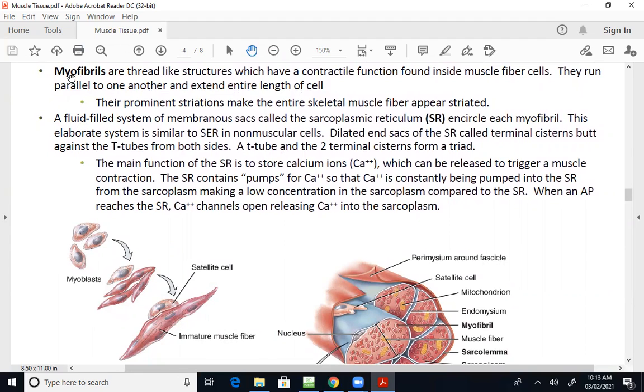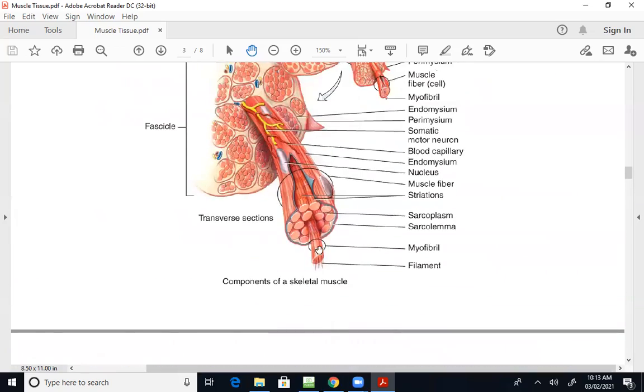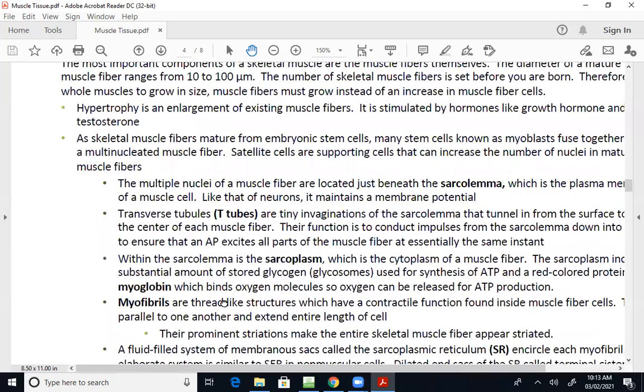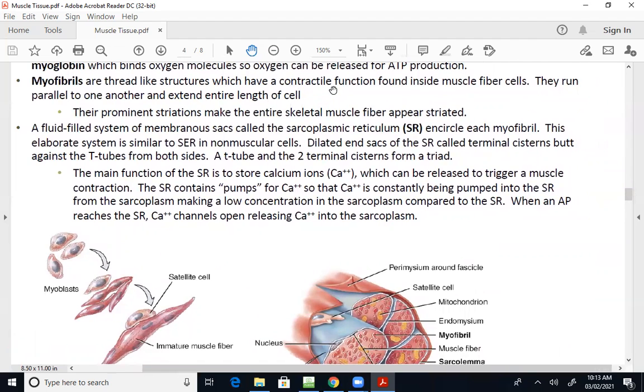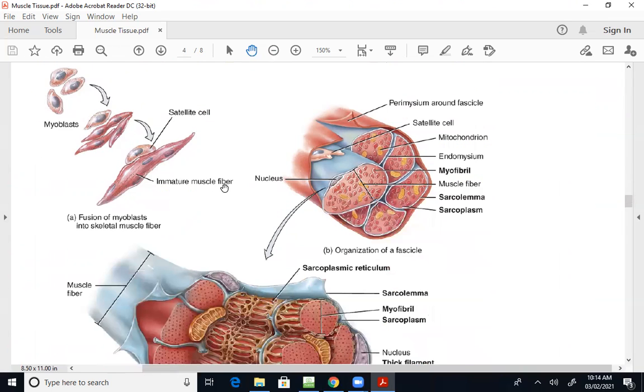Let's talk now about myofibrils, which were one of the things that I went ahead and had you guys highlight on that previous page. They are thread-like structures that have a contractile function found inside muscle fiber cells, run parallel to one another and extend the entire length of the cell, and it's there we find the prominent striations that make the entire skeletal muscle fiber appear striated.